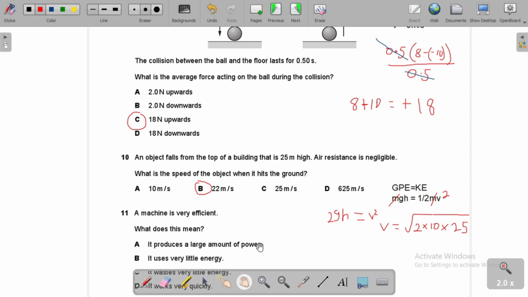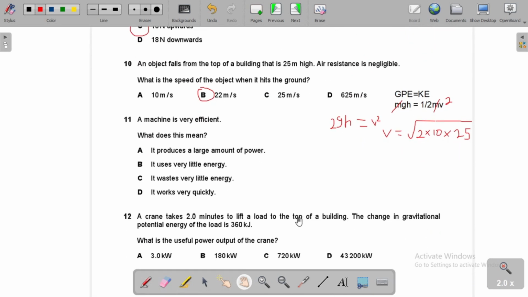The next question is: a machine is efficient. What does this mean? Let's look at it. It produces a large amount of power. Is that the meaning of a machine being efficient? No. It uses little energy. It wastes a little energy. Yes. When a machine is efficient, the friction in the machine is reduced. So it wastes a little energy.